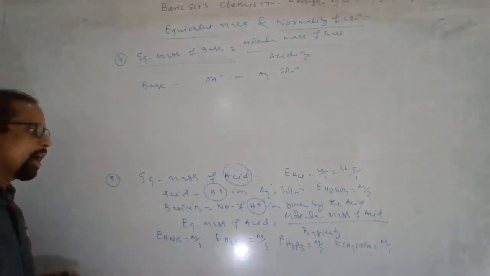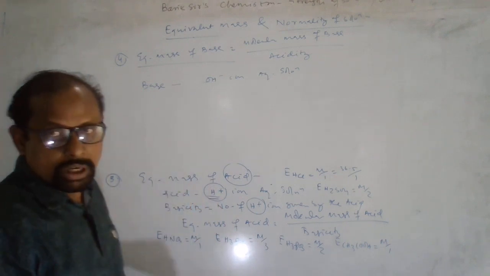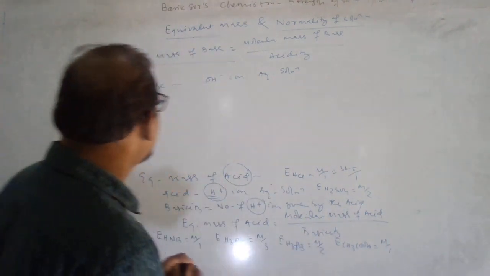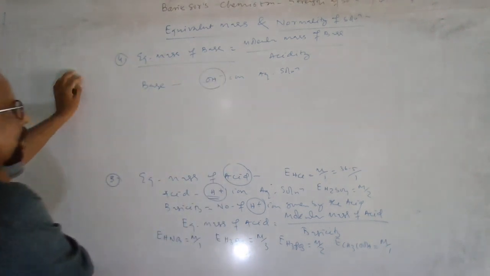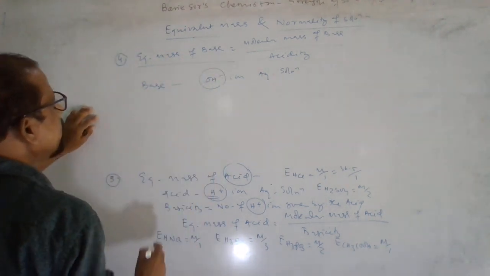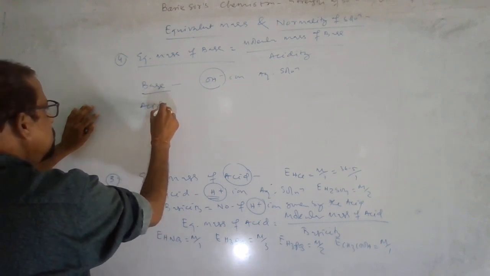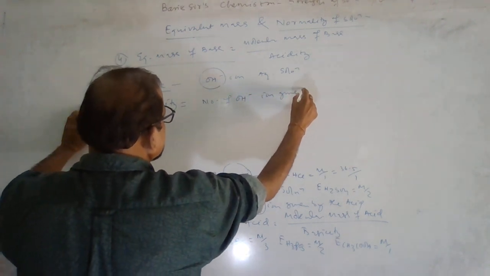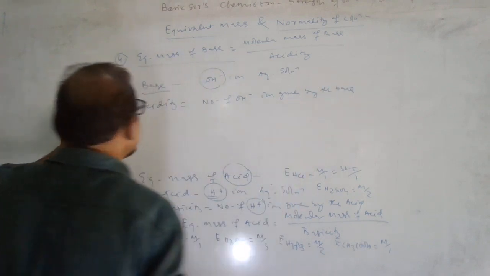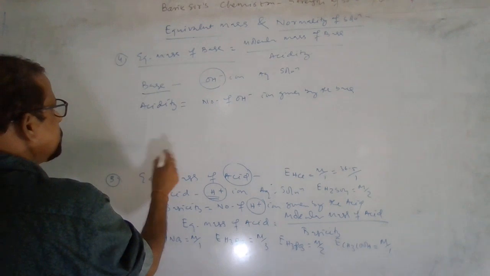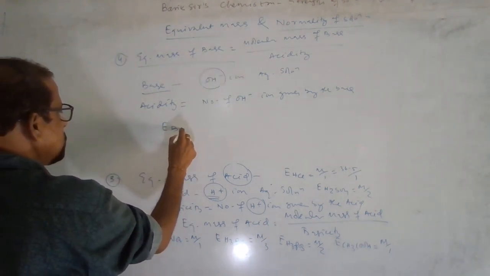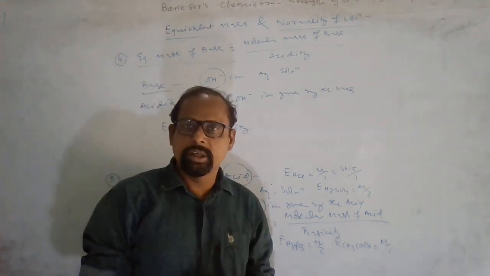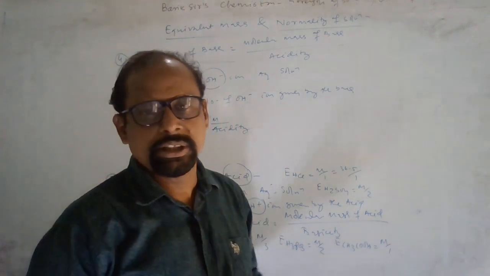When it is added in water, the substance which gives H plus ion is an acid, and the substance which gives OH minus ion is called the base. And the acidity is the number of OH minus ions given by the base. So that is the formula: the equivalent mass of base is the molecular mass by acidity. If acidity is 1, it is monoacidic, then biacidic, triacidic, like that.